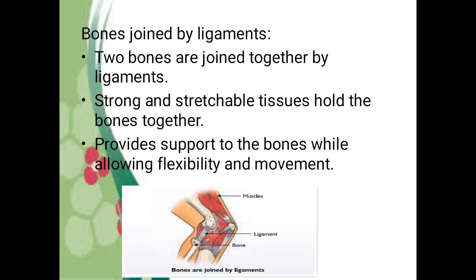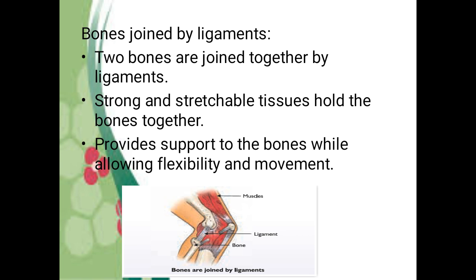And the last one is joints held by ligaments. These are stretchable tissues found between the bones that provide proper friction for the movement of the bones. They help to make the bones move more easily. They provide support to the bones in flexibility and movement.